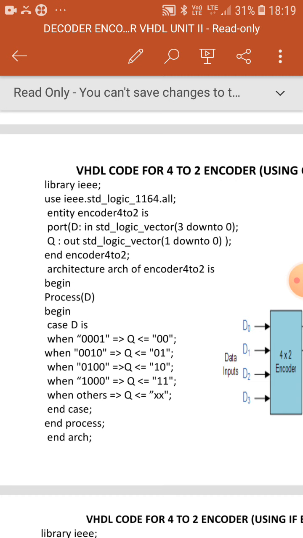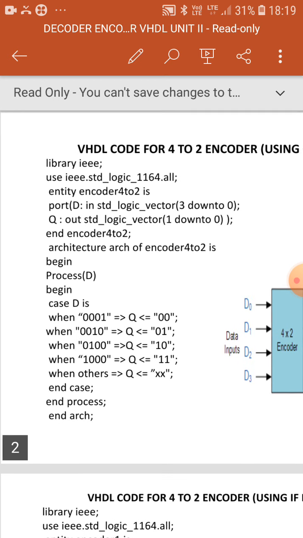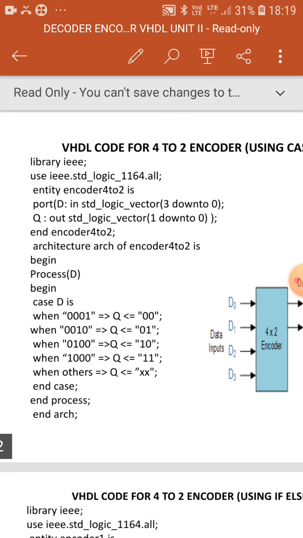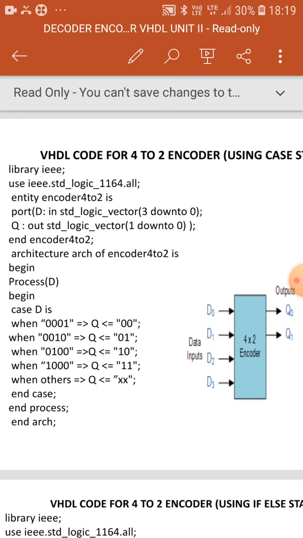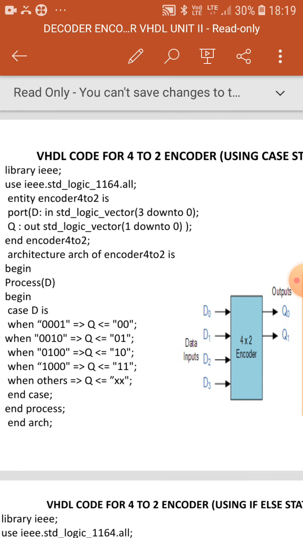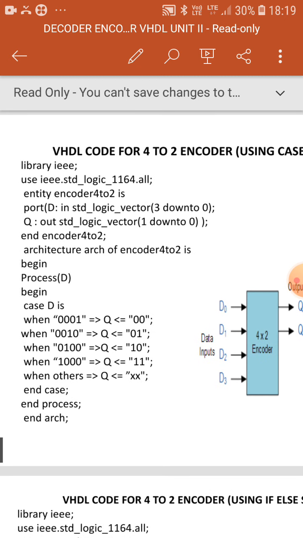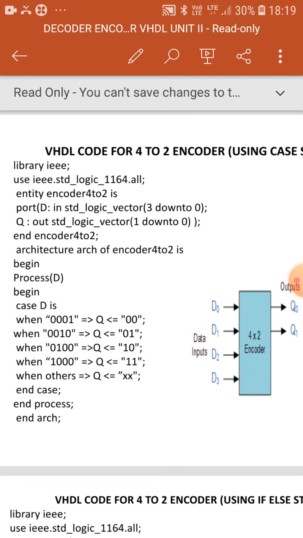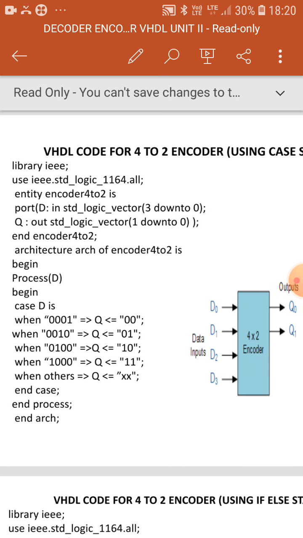First, the entity part. In the entity part, the first line is the entity name. In this program, the entity name is encoder 4 to 2. So: entity encoder 4 to 2 is. Next I am declaring the input and output ports of the 4 to 2 encoder. So port, open the bracket, D colon in std_logic_vector 3 down to 0.